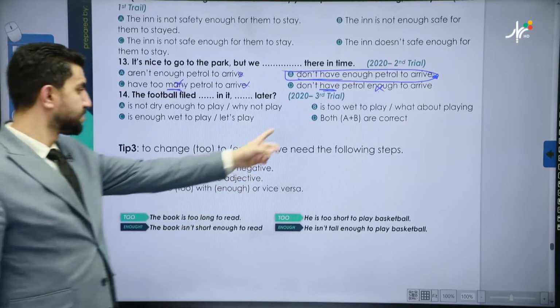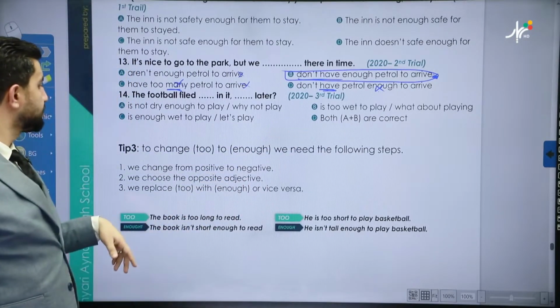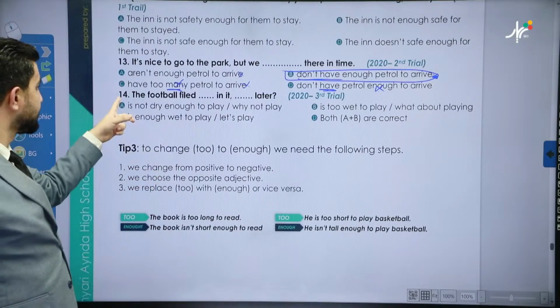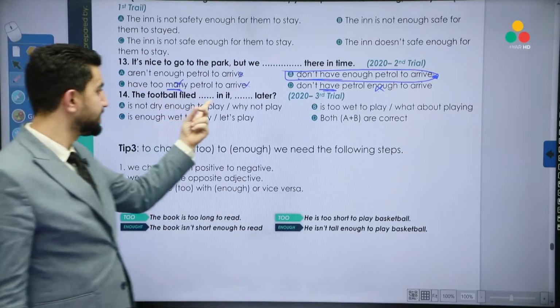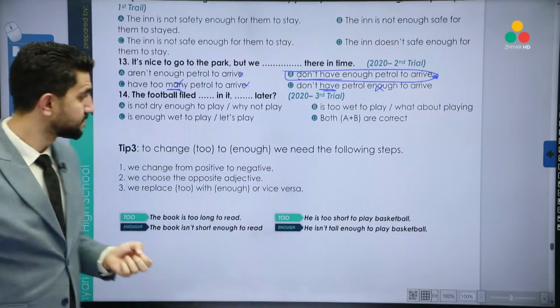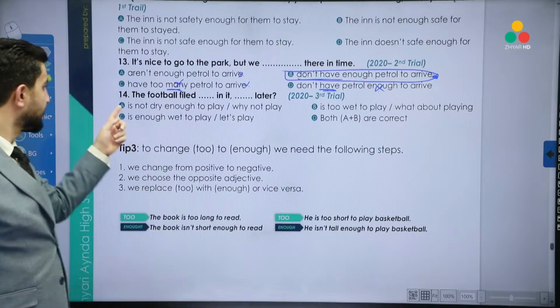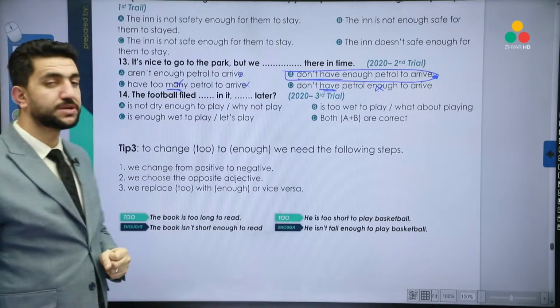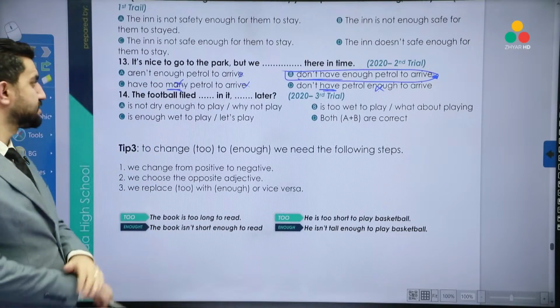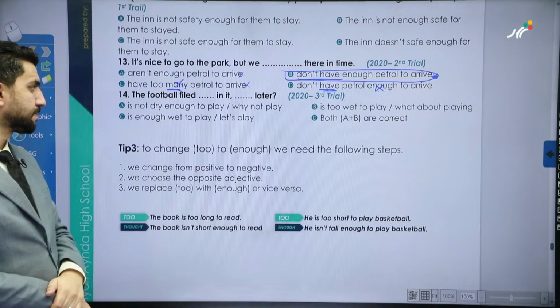Number 14, this is from 2020. Which one do you think is correct here? Number 14, the football field in it later. Which one do you think is correct? A or B or C or D? Yes, which one do you think is correct?